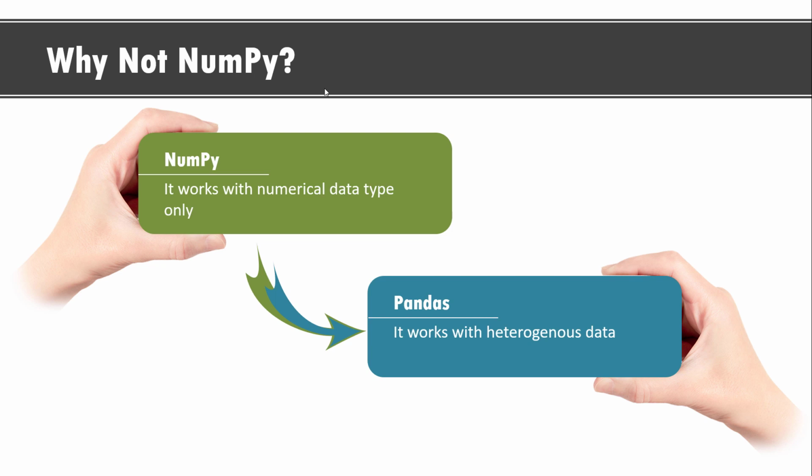And in real world, you do not have only numerical data. You are going to work with date also. You are going to work with text data also. You are going to work with numerical data. So it is a combination of all data types, and then you are going to do the analysis. And that is why Pandas is there.